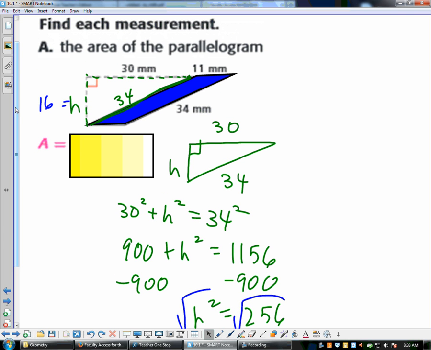So the area of the parallelogram is going to be what? Emily? Emily, you're in there twice. Aren't you lucky? Seriously.